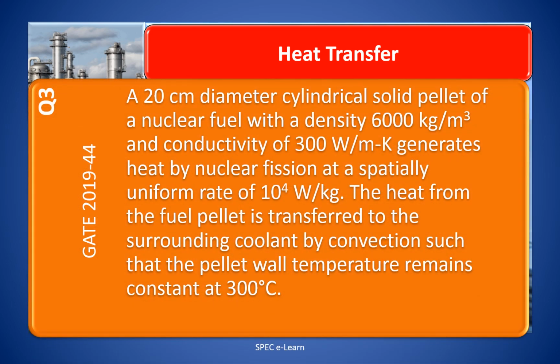Question number 44. A 20 cm diameter cylindrical solid pellet of a nuclear fuel with a density 6000 kg per cubic meter and conductivity 300 watts per meter Kelvin generates heat by nuclear fission at a spatially uniform rate of 10 to the power 4 watts per kg. The heat from the fuel pellet is transferred to the surrounding coolant by convection such that the pellet wall temperature remains constant at 300 degrees centigrade.